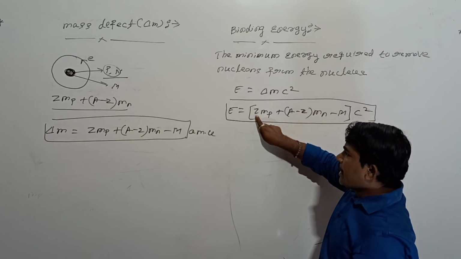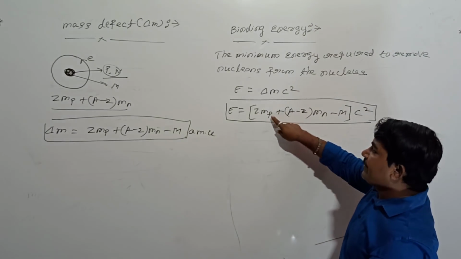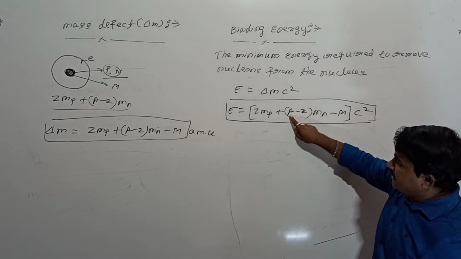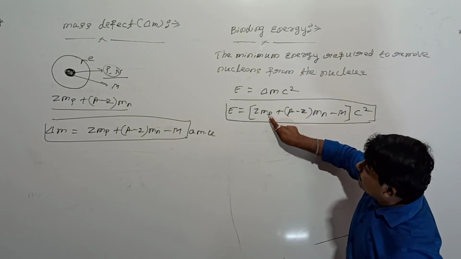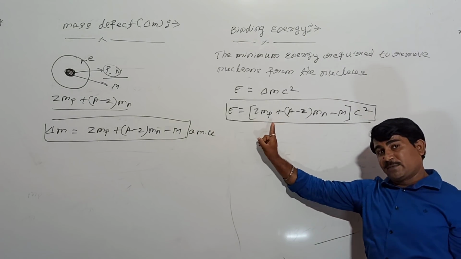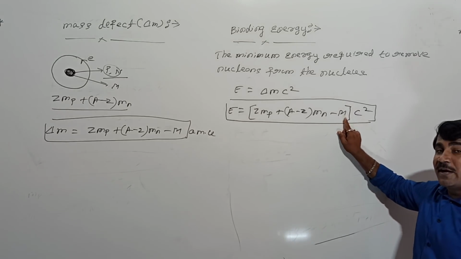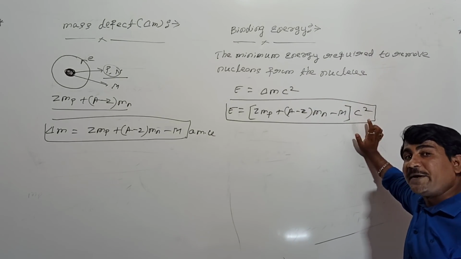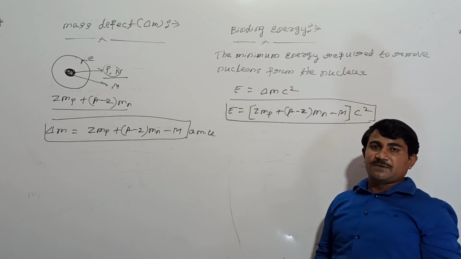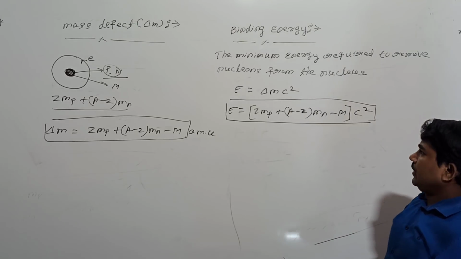Here Z represents atomic number of the nucleus, mp represents mass of the proton, A represents mass number, mn represents mass of the neutron, and capital M represents the actual mass of the nucleus. Then what is c? c represents the speed of light.